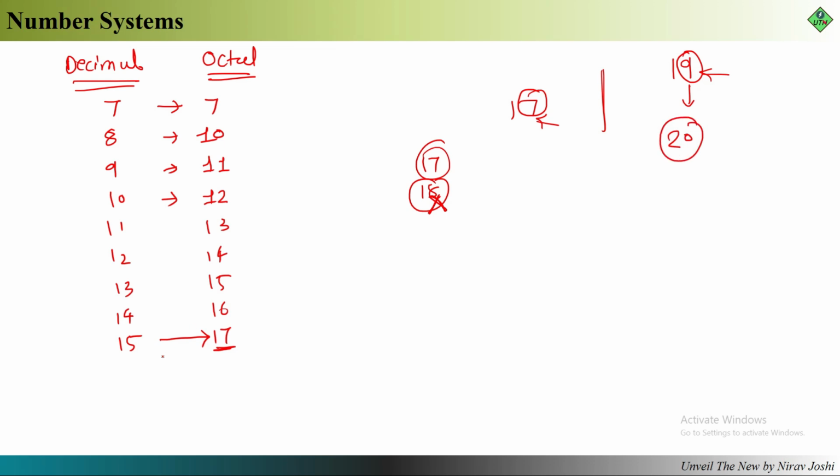Very much similar to that, in octal also, after 17, we will get 20. Then we will get 21 to 27. Very good. If you are following, you will get the pattern by this point. So in octal, the numbers are like this: 0 to 7. After 7, we will get 10.